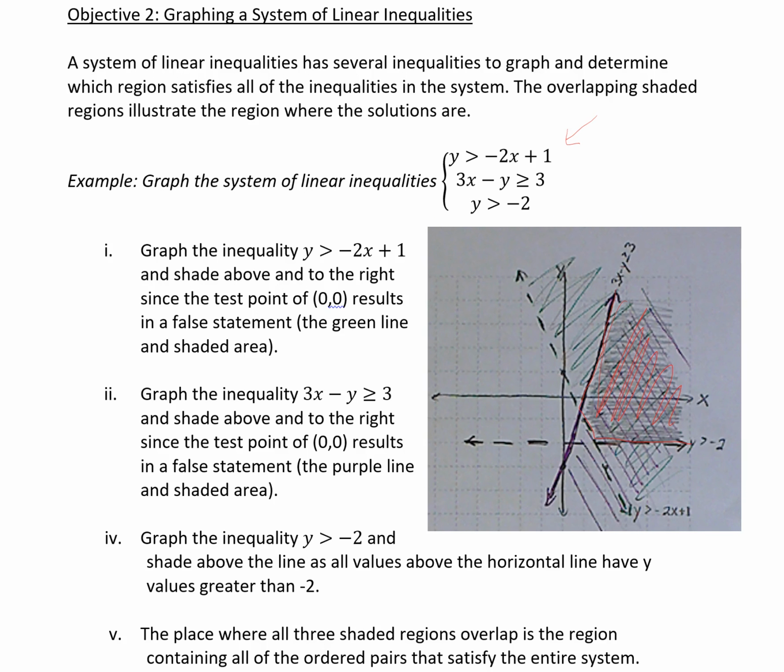Here in this particular video and this example, all of the overlapping area is where the solutions are at. If I were to have shaded exactly opposite, so the green line, instead of being shaded above and to the right, was shaded below and to the left. The purple line, instead of being shaded to the right, was shaded to the left. And instead of shading above the horizontal line, I shaded below the horizontal line. Then the white area, the totally white area, is your feasible region.